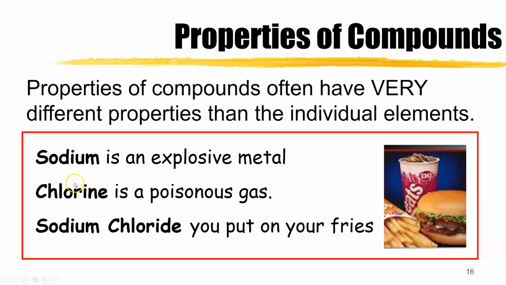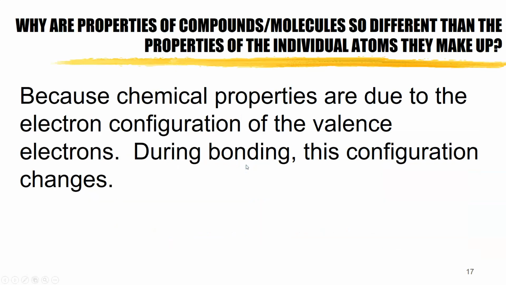So you get two deadly, dangerous things. You change their electron configurations into something different, and now you have a completely new molecule with completely different properties because the properties are based on the electrons. If you change the electrons, you change the properties. And those electrons change during the bonding process, right? So I think that's such a great example to see how truly different those properties can be.